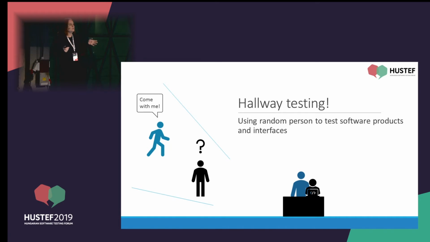So, all in all, the definition: hallway testing is basically taking a random person in the corridor of your office, sitting him or her in front of your app, your PC app, mobile app, web page, whatever you want to test, and asking him or her to perform very basic tasks. So, for example, if you are testing, let's say, a shopping cart, then you just ask the person to put some stuff in the shopping cart and see if it works.